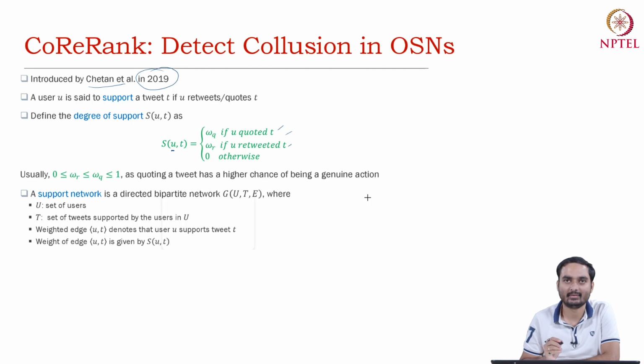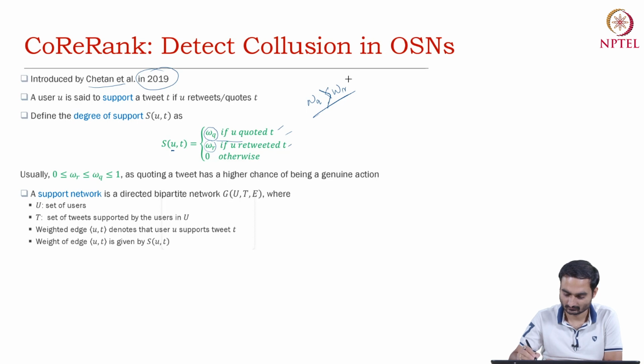So, we define two quantities. WQ is the amount of support due to quoting something, and WR is the amount of support due to retweeting something. So, WQ is greater than WR, because when you quote something, you add your own opinion, and that is better than just retweeting something. So, whatever value we choose later, we need to make sure that this is satisfied.